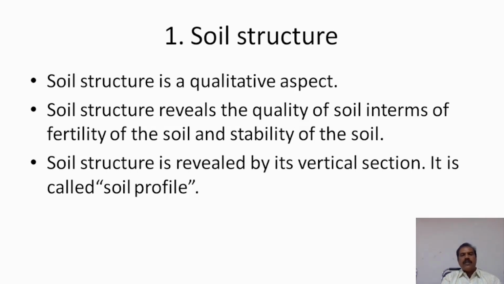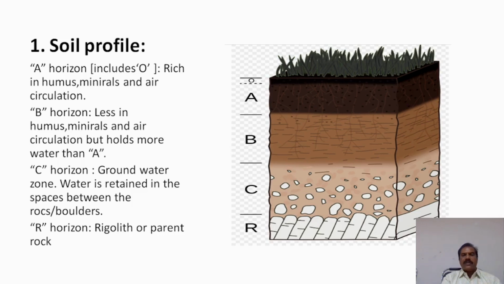Anyway, soil structure is revealed by its vertical section or longitudinal section. It is called soil profile. We will discuss the soil profile. Diagram of a soil profile looks like this. In the vertical section of soil, soil profile can be revealed. To be a good soil, soil profile should be like this, with 4 different layers or horizons. Here the layers are called horizons, which are laid one upon the other. There are at least 4 layers present in the soil profile.